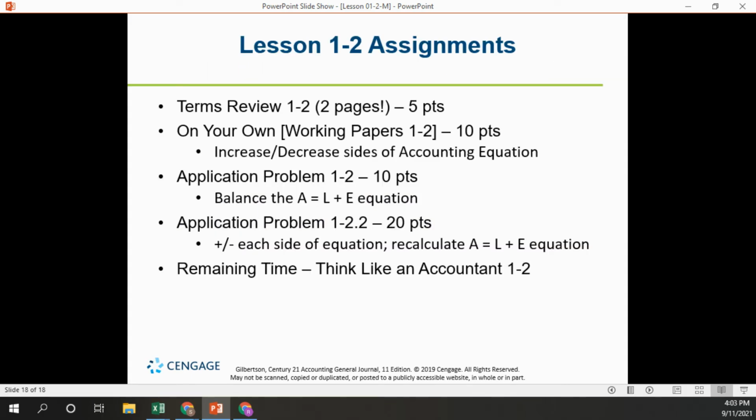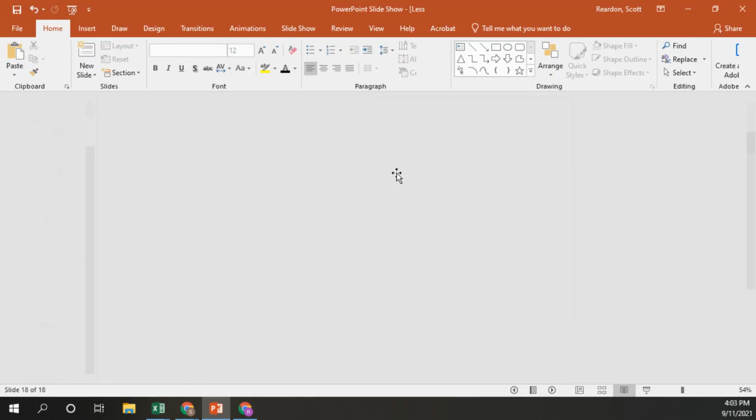All right, now let's get into this. Our lesson 2 assignments: we're going to do the terms review, but we're also going to do on your own working papers. I want to go over that now. Plus, I want to get down into this application problem to at least introduce what's going on there. So on your own, let's go take a look at that.